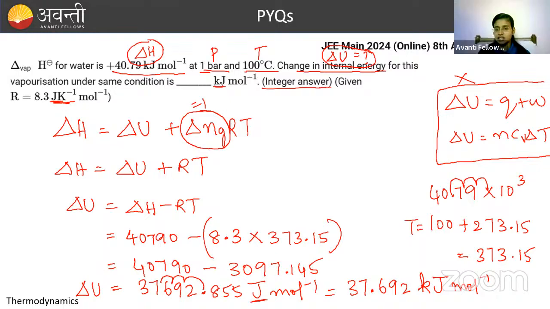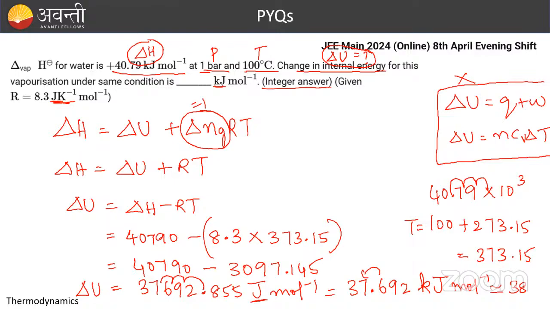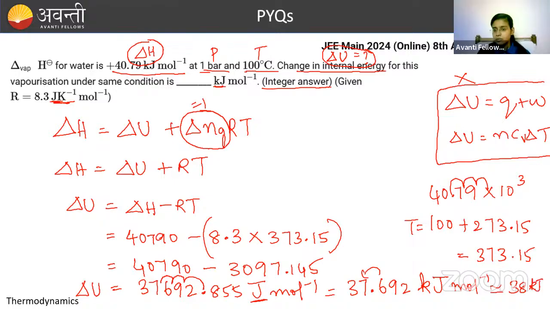Very good, Rakshita. Exactly correct. So if I round this off, what will I get? The approximate answer will be 38 kilojoule per mole. So the answer is 38.